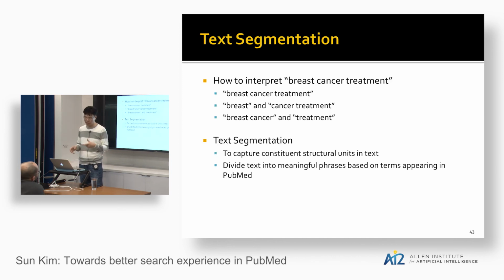This problem is also the same as text segmentation. For instance, what is the best way to interpret breast cancer treatment? Breast cancer treatment as just one unit, or breast and cancer treatment? Another interpretation is breast cancer and treatment. Depending on the view, they are all reasonable, but what about in terms of a PubMed search? Text segmentation is to capture constituent structure units in text, and we want to divide text into meaningful phrases based on terms appearing in PubMed.